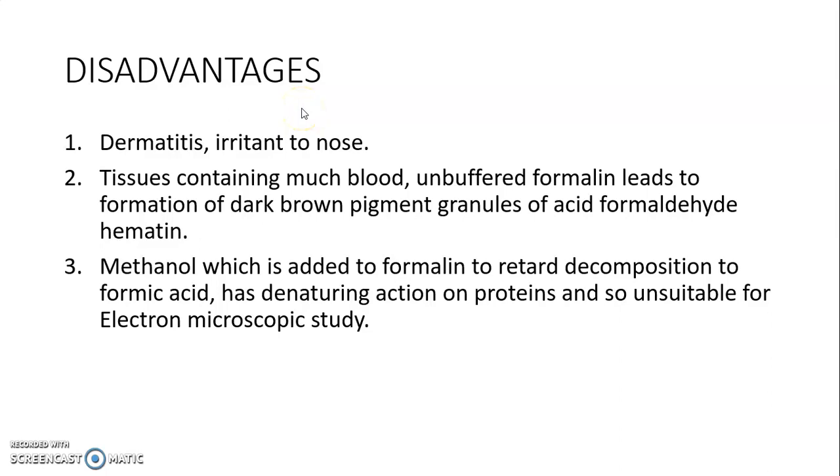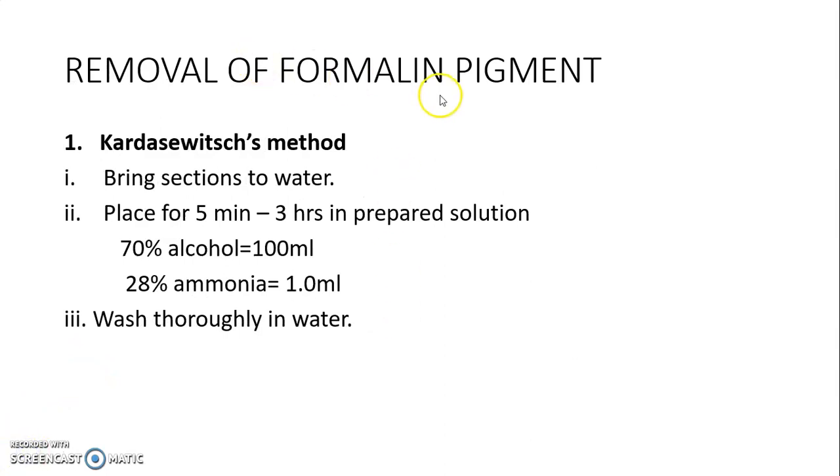Disadvantages of formalin: it may cause dermatitis and it is irritant to nose. So a ventilated area is usually preferred. In tissues containing much blood, unbuffered formalin leads to formation of dark brown pigment granules of acid formaldehyde hematin. Methanol, which is added to formalin to retard decomposition of formic acid, has denaturing action on proteins and so is unsuitable for electron microscopic study. So when formalin is used, the disadvantage is formalin pigment is formed.